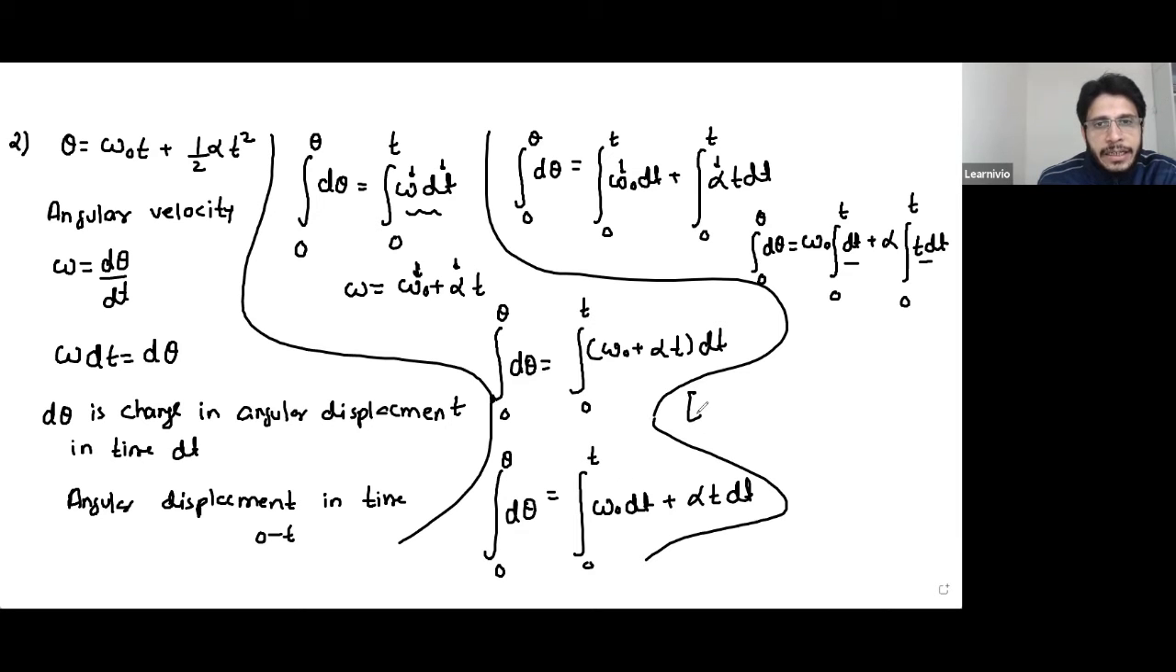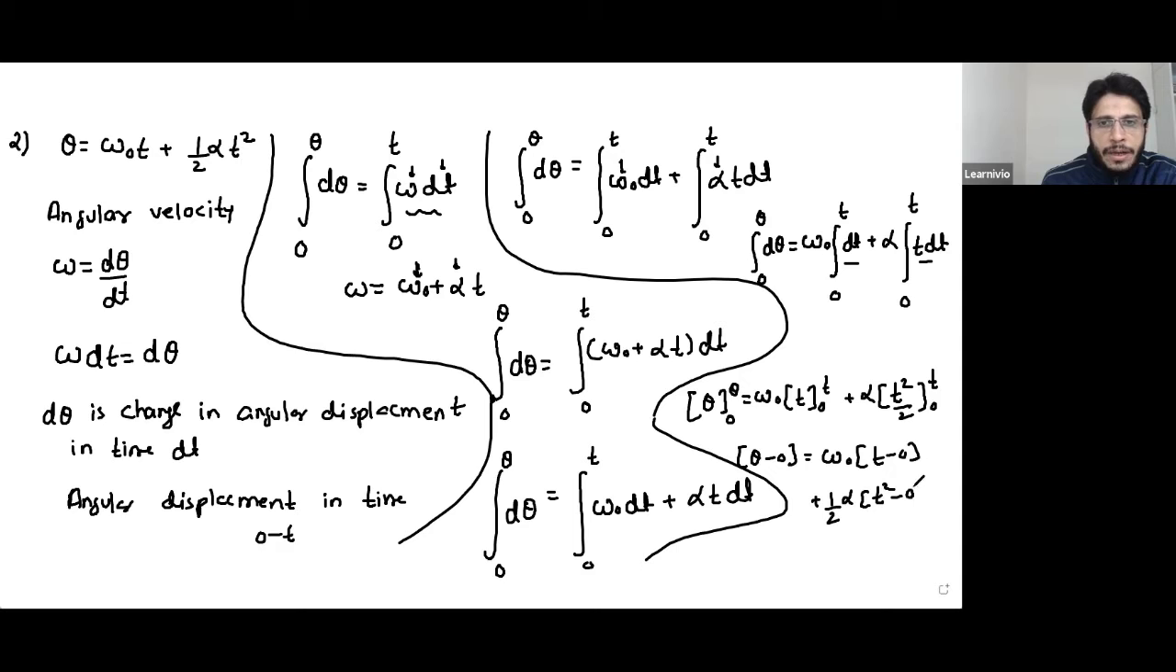Now, if I start integrating it, the integral of d theta is theta, limit 0 to theta. Omega naught is constant, integral of dt is t, limit 0 to t. Alpha is constant, integral of t is t square by 2. So this is theta minus 0, equals omega naught times t minus 0, plus half alpha times t square minus 0 square. So you can write this as theta is omega naught t plus half alpha t square.